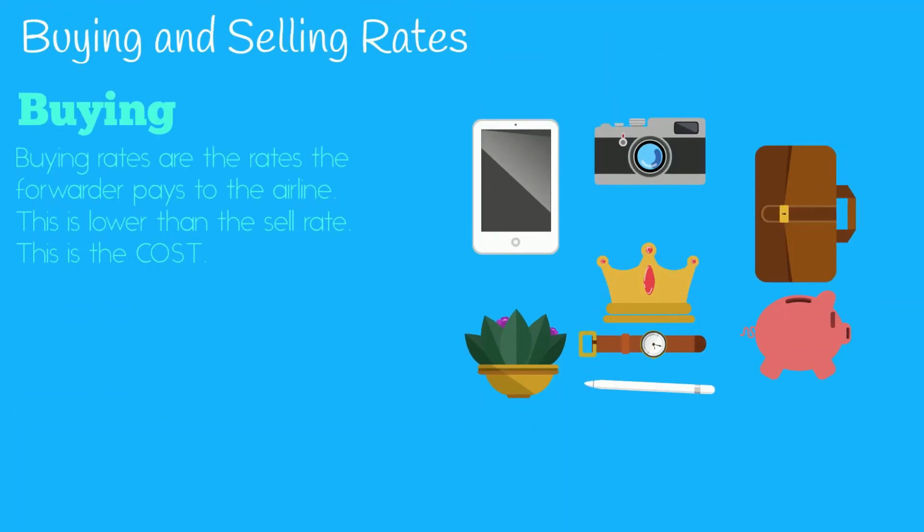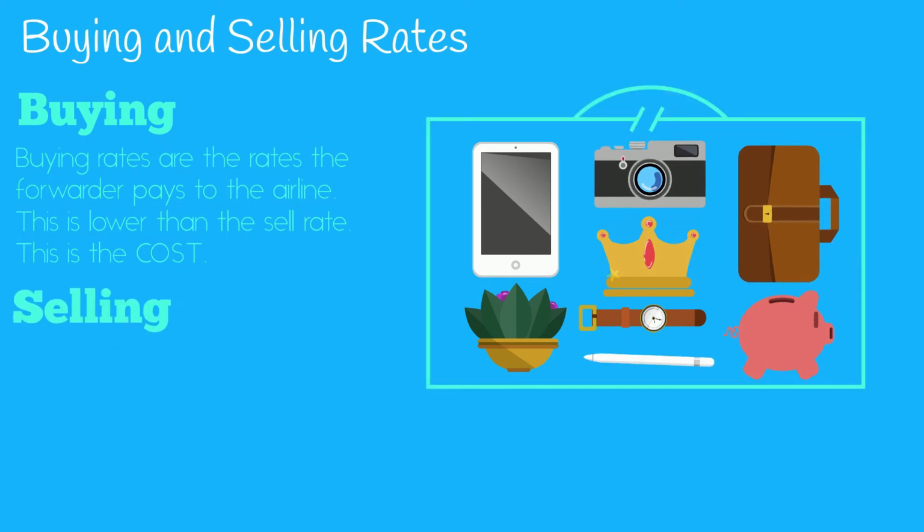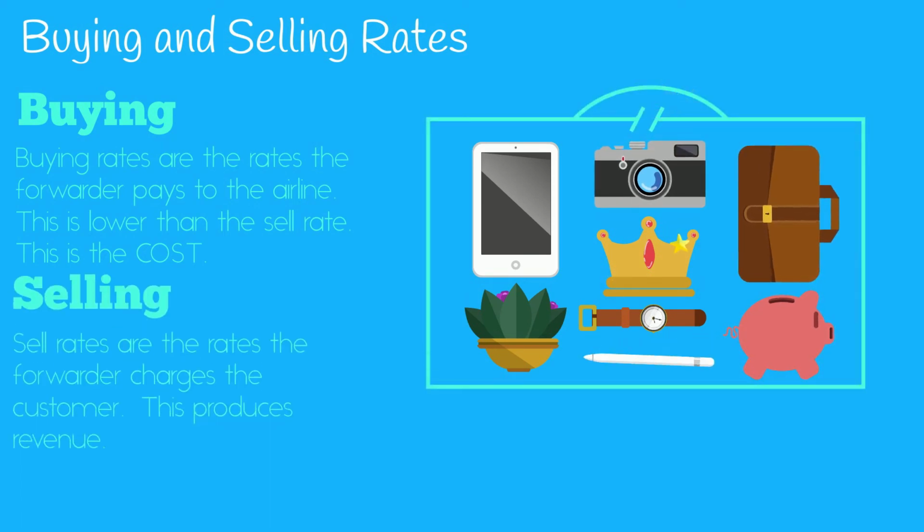Some terms you might hear when you're working on a consolidation are your sell rate and your buy rate. So a buy rate is what you are buying the space from the airline for. Think of this as your wholesale cost. So whenever you go into a store, you know that the people running the store haven't paid retail prices for them. They've paid wholesale prices, so a little bit cheaper. That's what we mean when we say a buy rate.